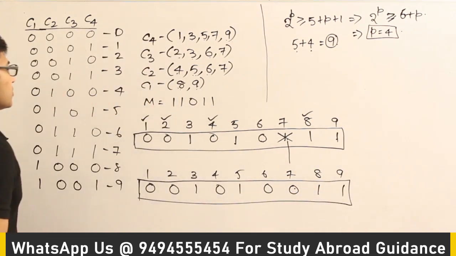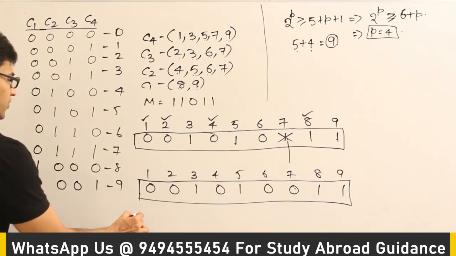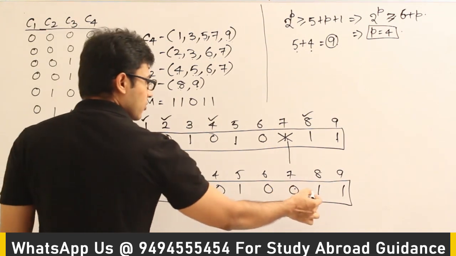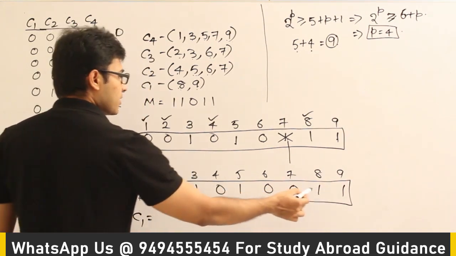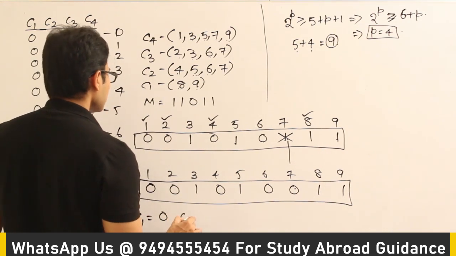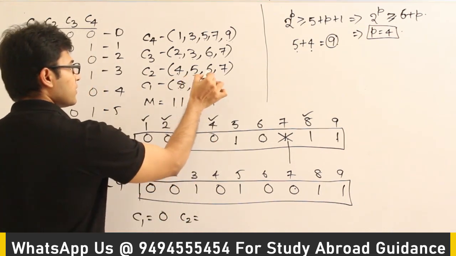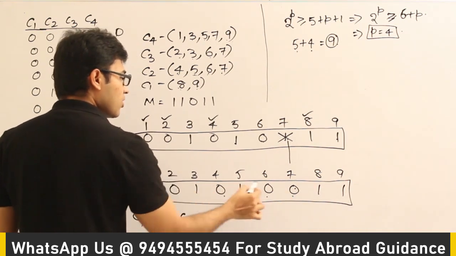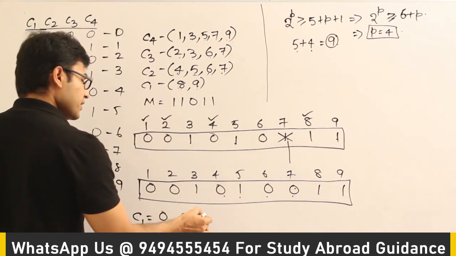Find out C1 C2 C3 C4. Now how to find out C1? C1 is going to take care of 8 and 9, right? Therefore 8 and 9 still have even parity, therefore no error. Now C2 is going to take care of 4 5 6 7. Now check this, 4 5 6 7 has got an odd number of ones, therefore there is an error.